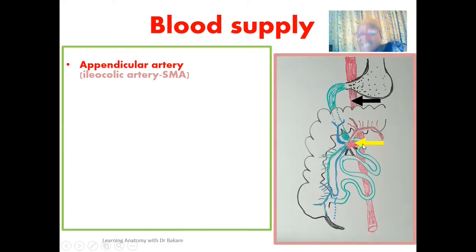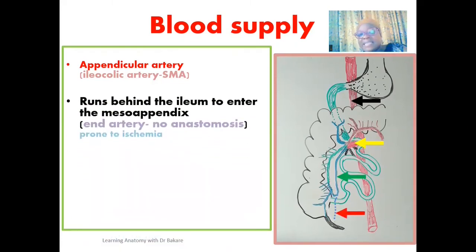From the superior mesenteric artery, we have the emergence of the ileocecal artery, which is arrowed in green. From the ileocecal artery, we then have the emergence of the appendicular artery. So this is the appendicular artery. This appendicular artery then goes straight to supply the appendix. You see it running behind the ileum. This is the ileum. You see it running posterior to it before it's now been able to access the mesentery.